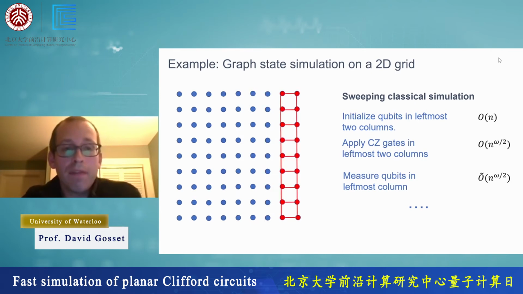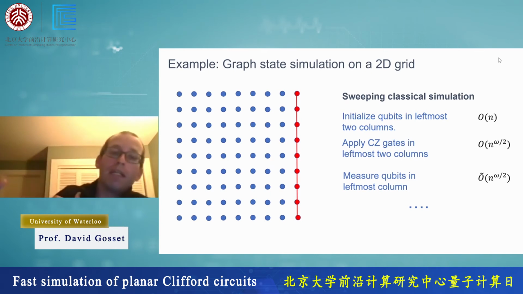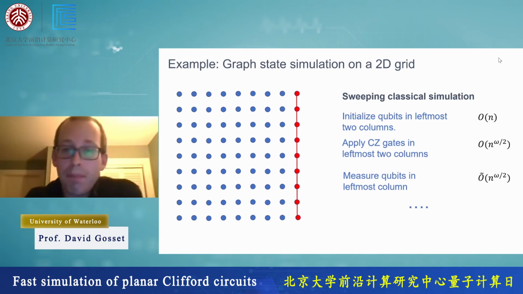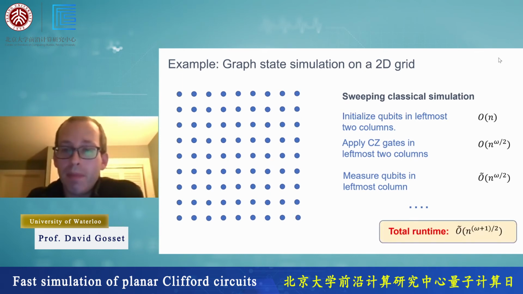And we are only ever storing a state of order root n qubits at any given time, because the blue qubits are out of our memory and the black qubits haven't been initialized yet. And so the total cost of this, we have to sweep from left to right. So there's root n steps, and each step takes time n to the omega over 2. So the total runtime here is n to the (omega plus 1), all divided by 2.